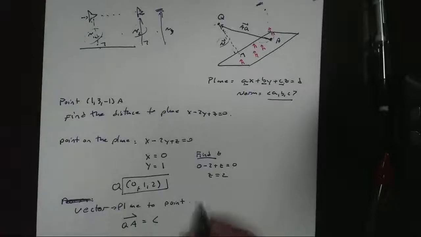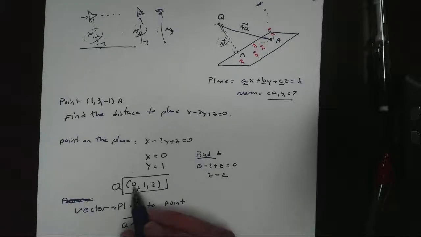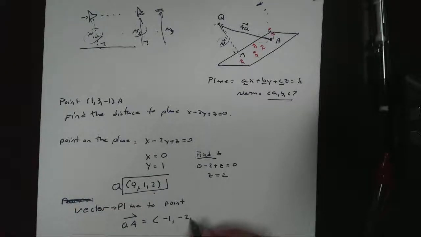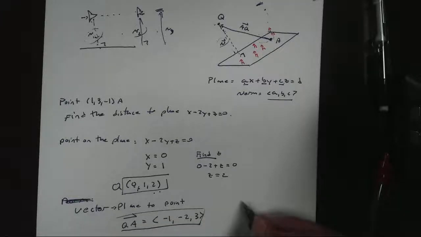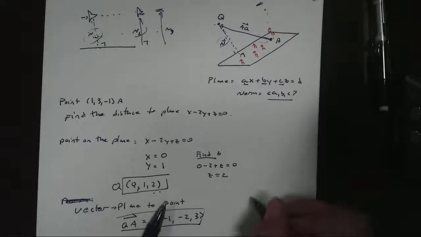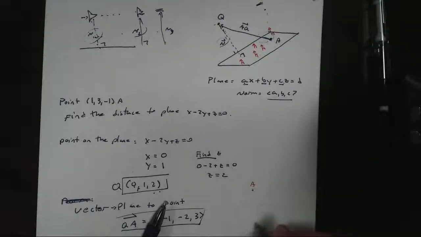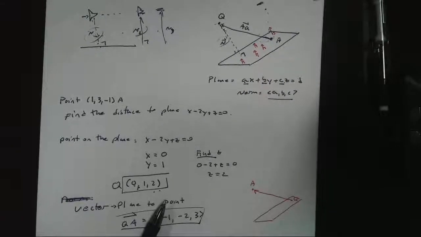And if I do that, we're going to subtract, of course, 0 minus 1, so I get negative 1, 1 minus 3, negative 2, 2 minus a negative 1, and I get 3. And there's my vector. So right now, this is what I have. If we were to kind of look at this, we have point A not on the plane, and I put point Q on the plane. So I now have this vector right here.